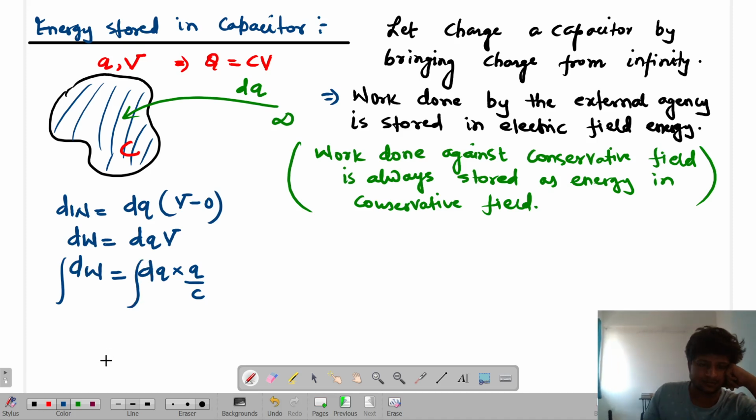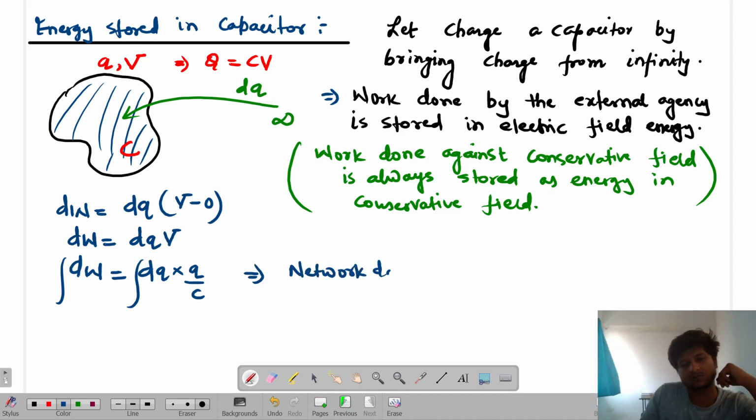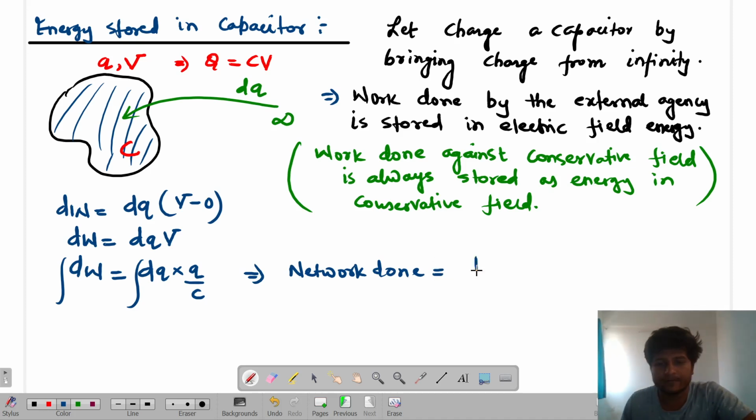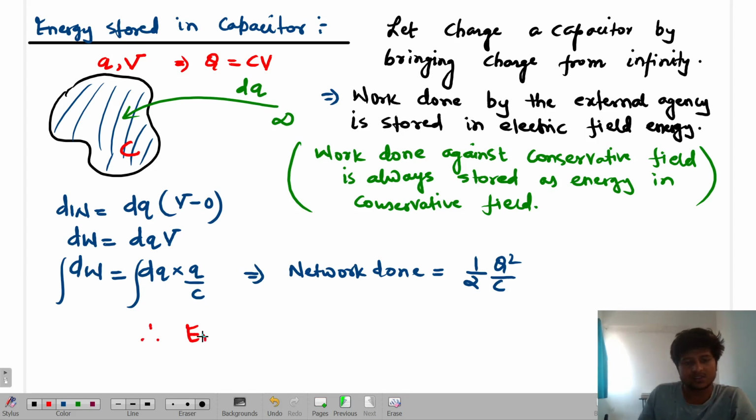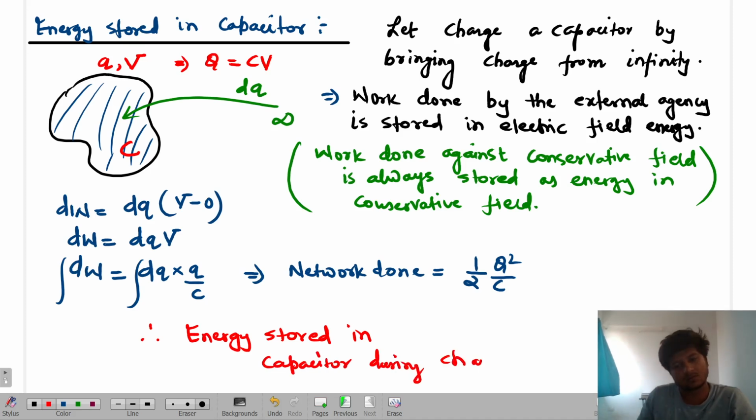Can I integrate this? So net work done is how much? 1 by C is constant, so it will be half Q square by C. Are you able to get me? But this work done is only stored as energy. Therefore, the energy stored in the capacitor during charging, due to the charge Q, is given as half Q square by C.